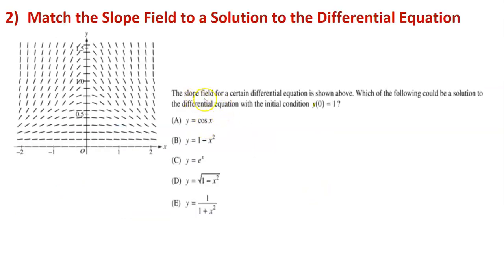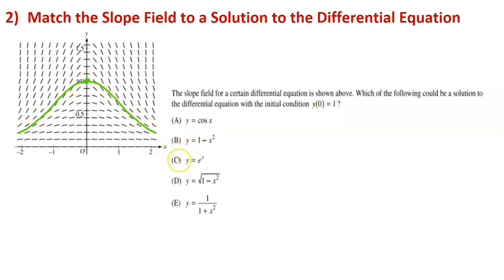Number 2. The slope field for a certain differential equation is shown above. Which of the following could be a solution to the differential equation with the initial condition y(0) equal to 1? Here's the point (0, 1), the initial condition. Let's draw a solution through that point according to the slope field. Given the initial condition (0, 1), the solution to the differential equation would look something like this.